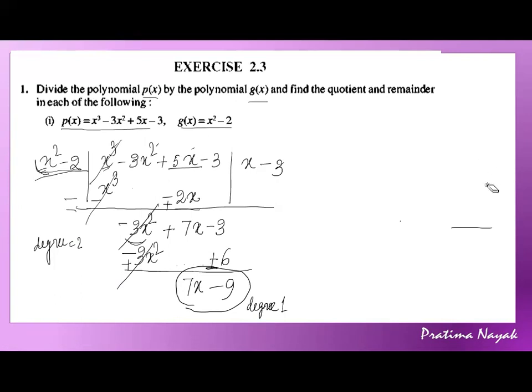So you'll write the answer, then you will get the marks. I'll write q(x), the quotient, is equal to x minus 3, r(x), the remainder, is equal to 7x minus 9. So this is your answer.